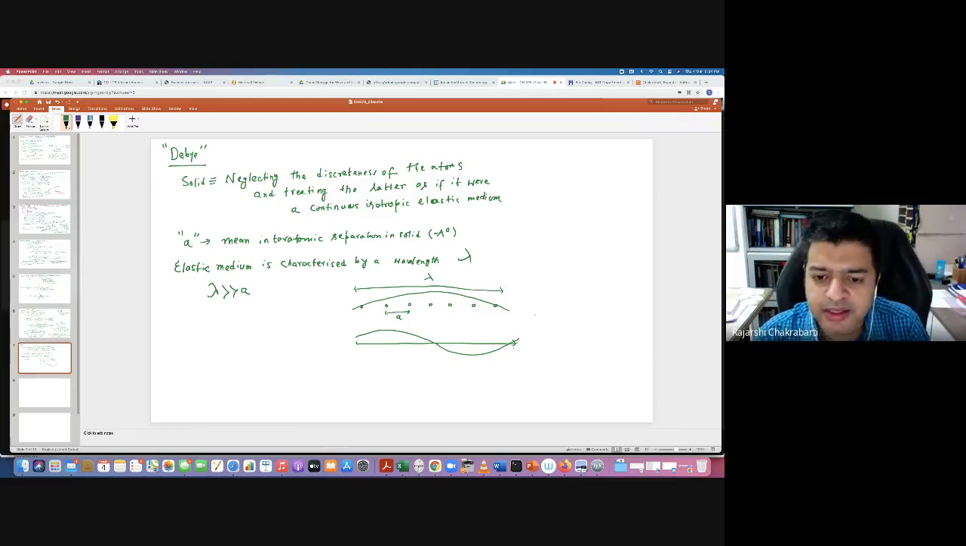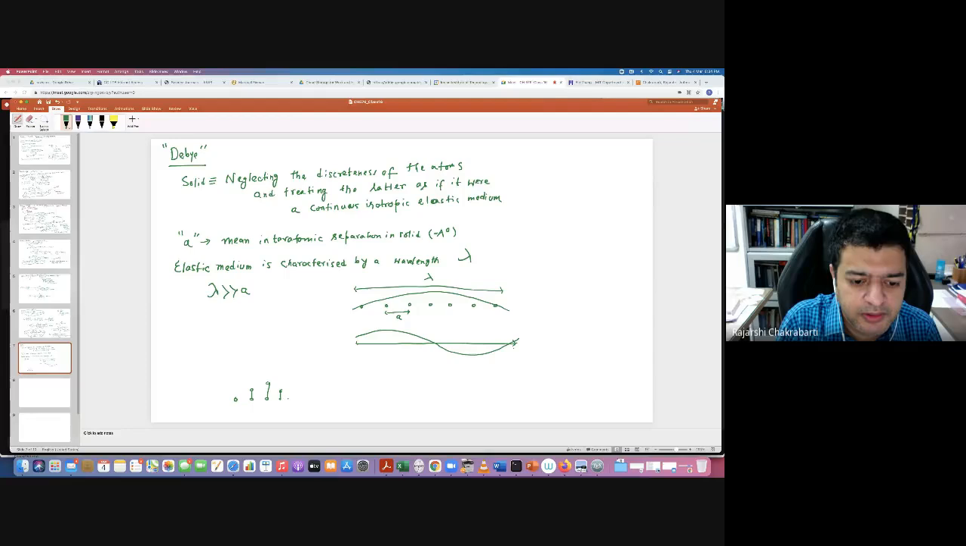So actually I can think that I have a situation where this atom moved from this position to here, this atom from this position moved to here, this atom moved to here, and this one remains the same. So I have a collective movement of the atoms. As a result, in the solid, I have something like an elastic wave of wavelength lambda.